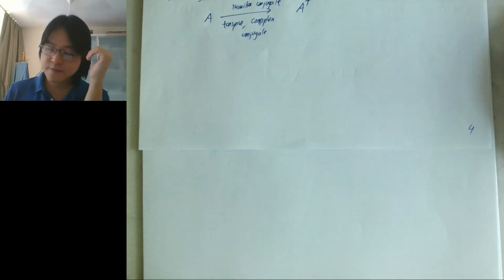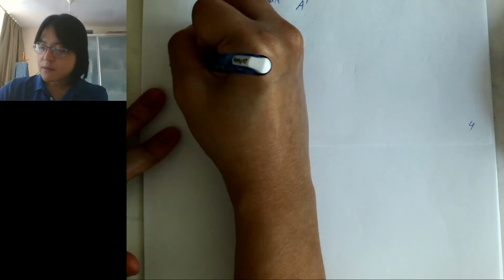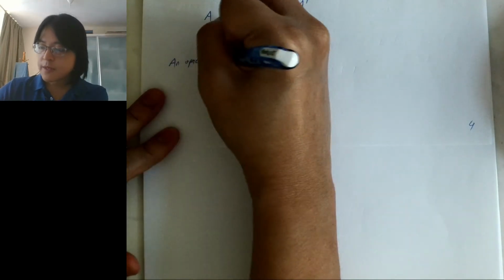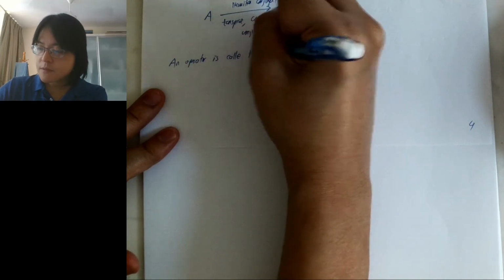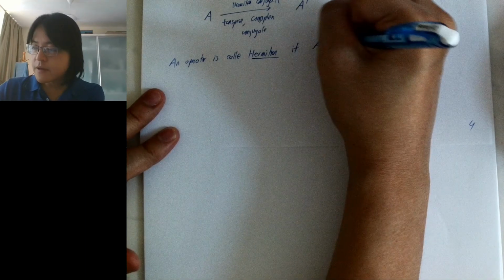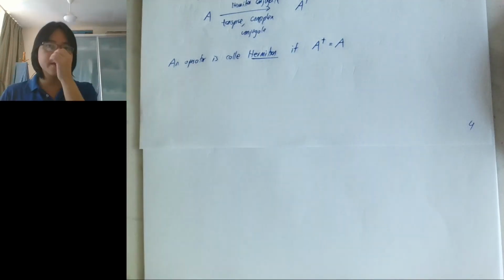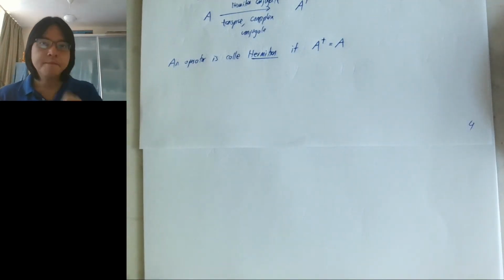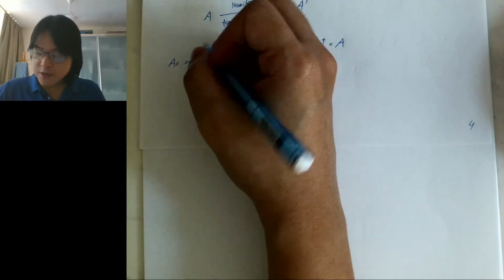Okay, so what is a Hermitian operator? An operator is called Hermitian if, when you take the dagger, it gives you back the same operator. Okay, I'll give you an example of a Hermitian operator.